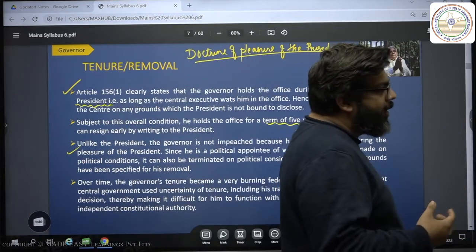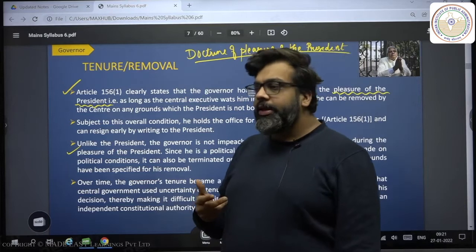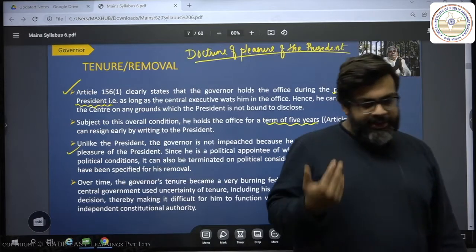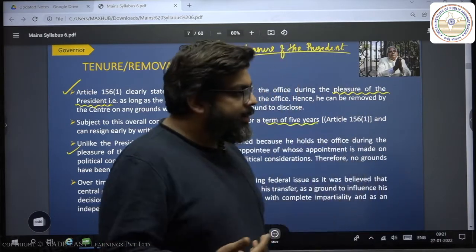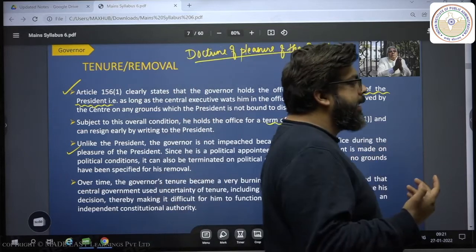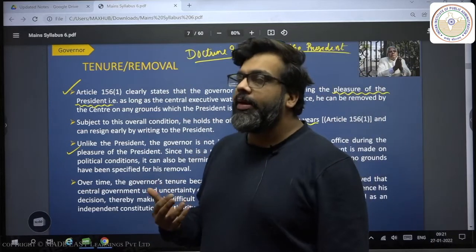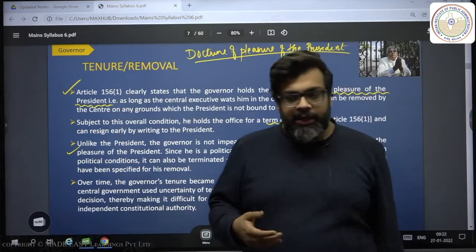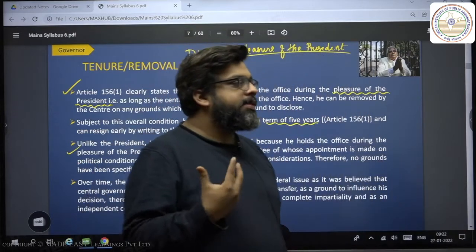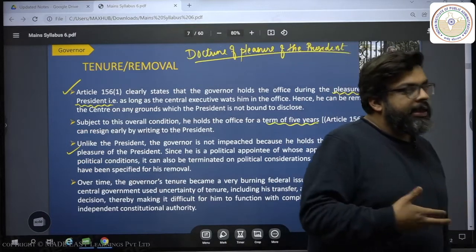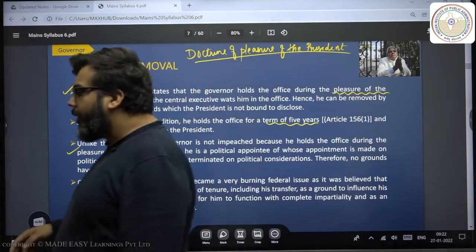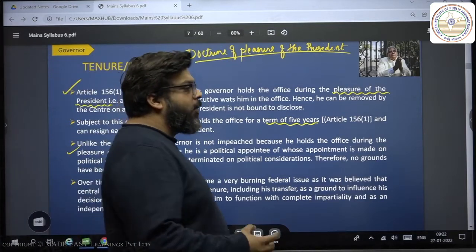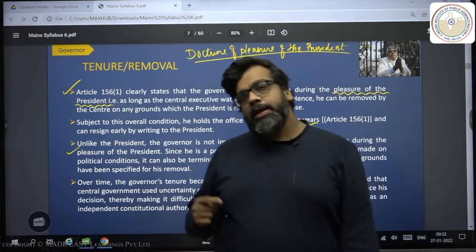So if you think about it, a lot of times senior veteran members of a political party, or several civil servants who've retired, but their work has been appreciated beyond a point by the central government, are often offered the posts of the governor of a state, as a glorious way to end the career in public life. So if your appointment can be made on political considerations, then your removal can also be made on political considerations.